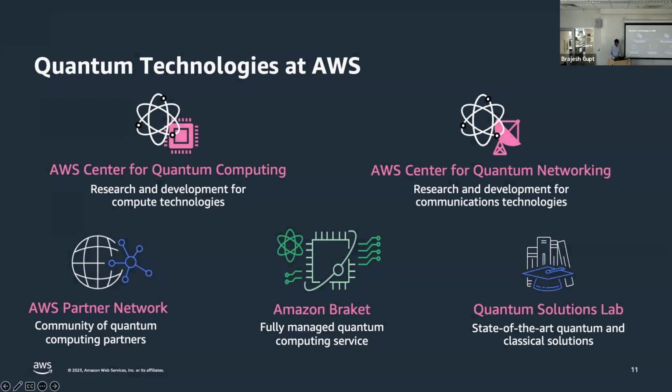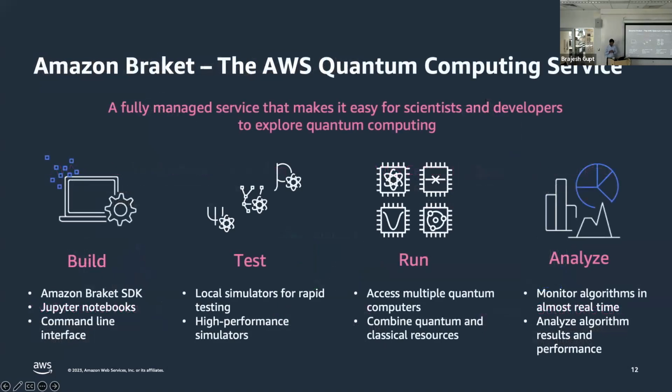Okay, so moving on to Amazon Braket, it's a fully managed service that makes it easy for users to explore quantum computing. Using Amazon Braket, first you can build your algorithms and programs locally on your computer using what is called the Amazon Braket SDK. Second, you can test those algorithms either using local simulators on your laptop or using high performance simulators available online through AWS Cloud. I will be showing you in detail what these local simulators and high performance simulators mean and what they can do.